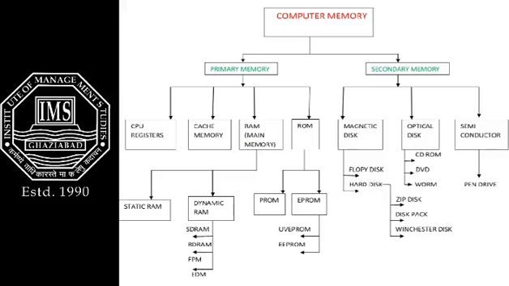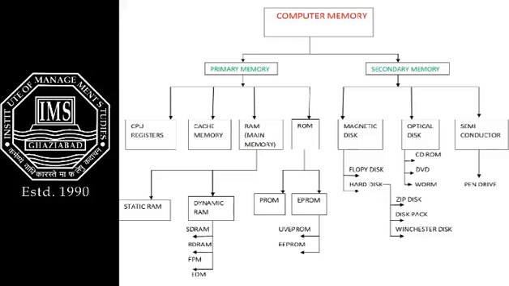RAM is also classified into SRAM and DRAM, that is static RAM and dynamic RAM, whereas the types of DRAM are synchronous DRAM, Rambus DRAM, fast page mode DRAM, etc. ROM is also classified into two types, PROM and EPROM. PROM stands for programmable read-only memory, whereas EPROM stands for erasable programmable read-only memory.